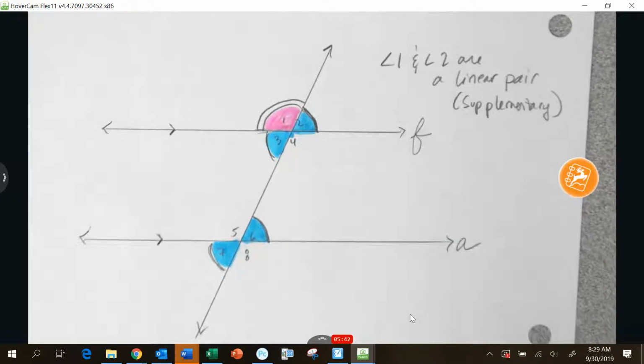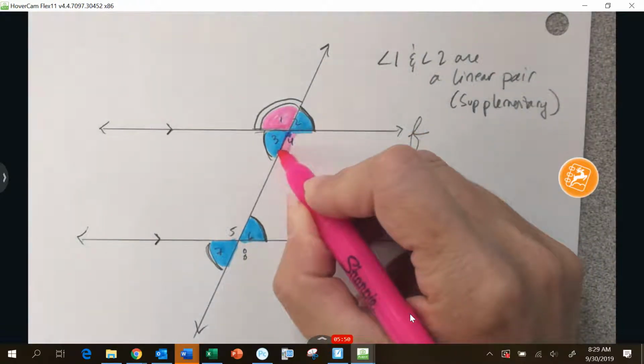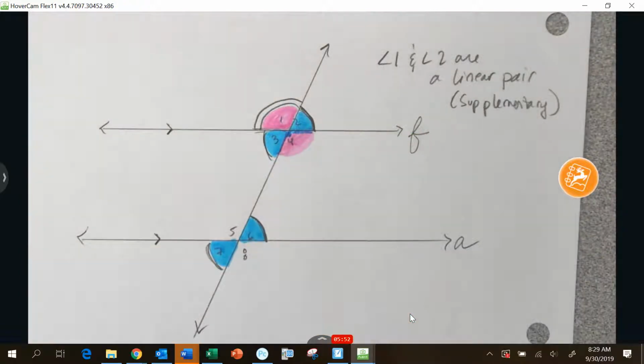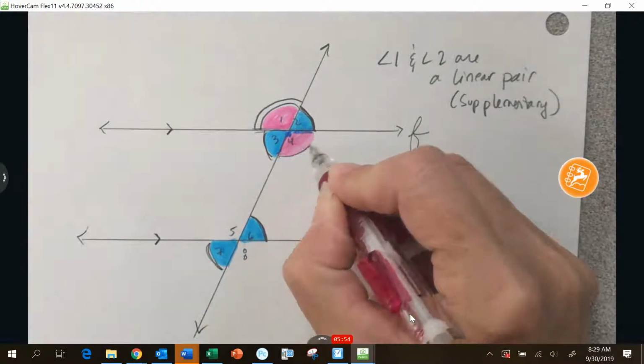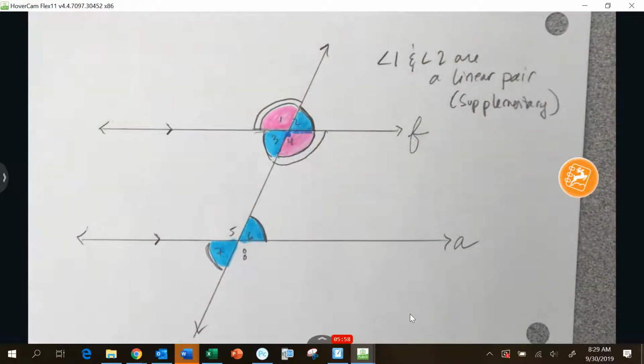What is angle 1 up here congruent to? What's angle 1 the same as? 4? Why? Because they're vertical angles? Is that it? What else is angle 1 congruent to?